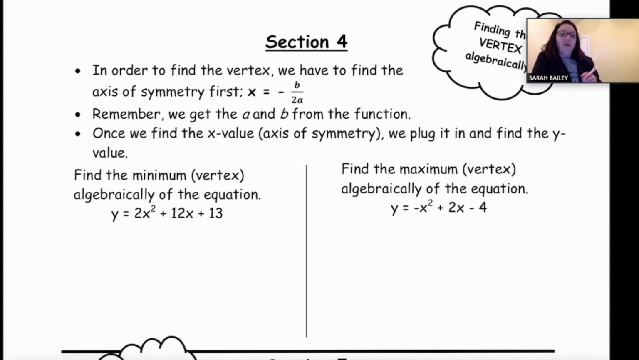So I'm going to actually tell you to pause the video and try these two on your own. All you have to do is find the vertex. You do not have to come up with the equation in vertex form. So let's pause the video and see if you can do that now.